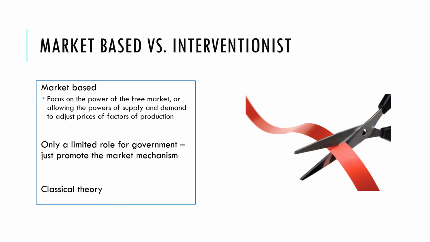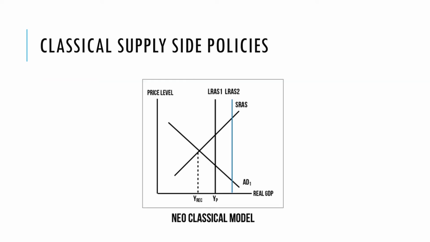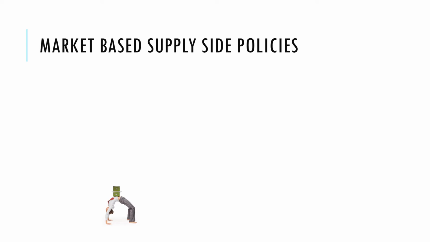So these market-based policies would all go alongside the classical theory, which, if you remember from earlier in the term, was all about minimizing government intervention and allowing markets to work freely. And as such, our demand and supply ADAS diagram that would illustrate this for a classical based market-based policy would involve the vertical long run aggregate supply curve, which a supply side policy would cause that to shift to the right. So if you're trying to illustrate a classical supply side policy, we would use this diagram. Let's have a look at some examples.